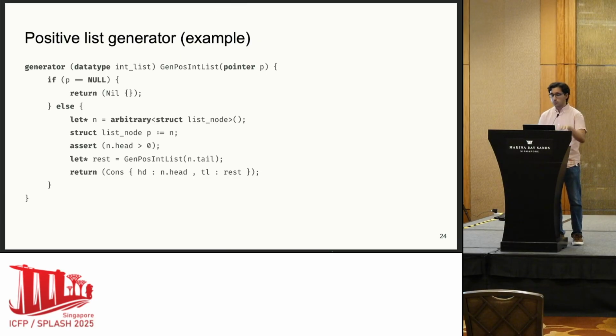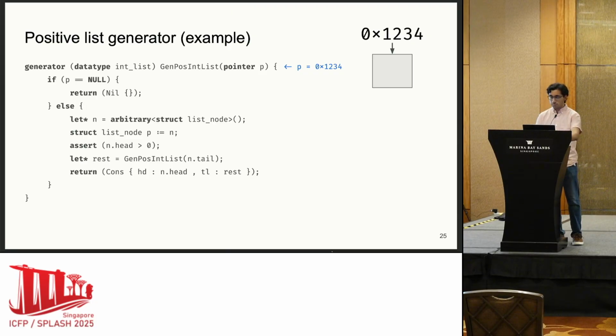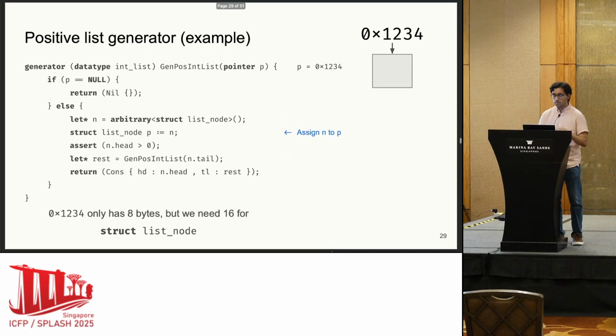And so this is what the generator that corresponds to the predicate we saw would be. This is largely the same, but suppose we generate some p, it points to some memory, 8 bytes, let's say. We'll check, is it null? We'll generate some arbitrary struct list node. We'll try to assign it to p. Suppose previously we had like 2 blocks. Suppose it only has 8 bytes, but we need 16 to be able to perform this assignment.